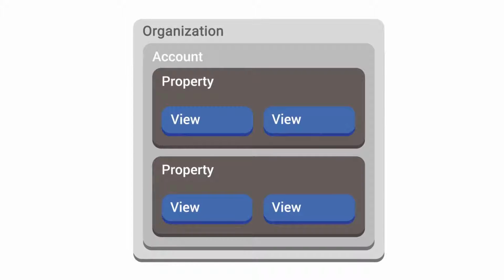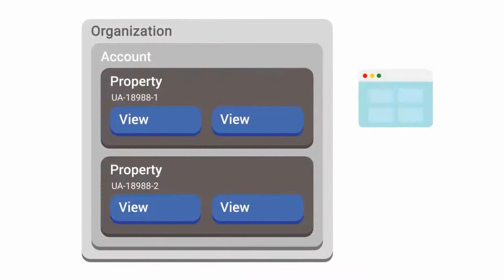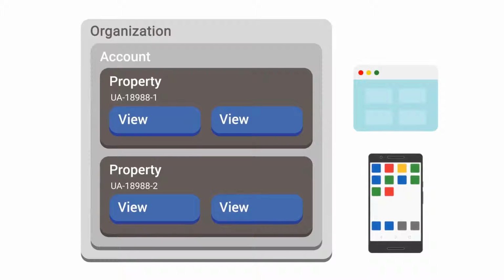Each Google Analytics account has at least one property. Each property can collect data independently of each other using a unique tracking ID that appears in your tracking code. You may assign multiple properties to each account, so you can collect data from different websites, mobile applications, or other digital assets associated with your business.